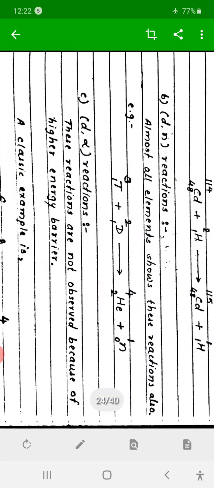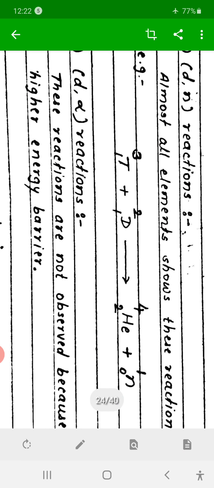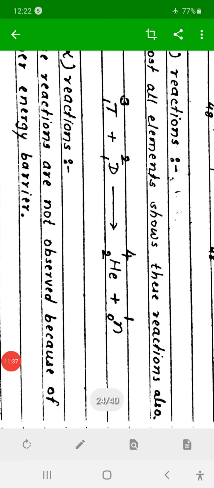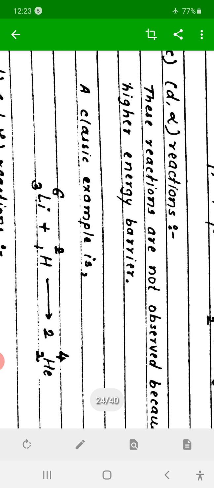Then DN reactions, projectile deuteron, ejectile neutron. Here almost all elements show these reactions, such as tritium, which is an isotope of hydrogen, that is H13 or T13, plus deuteron D12, gives He24 plus a neutron as the ejectile. Then D alpha reactions, projectile is deuteron, ejectile is alpha.